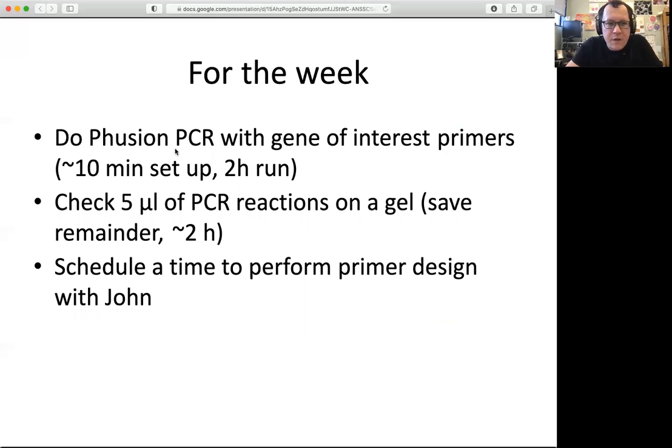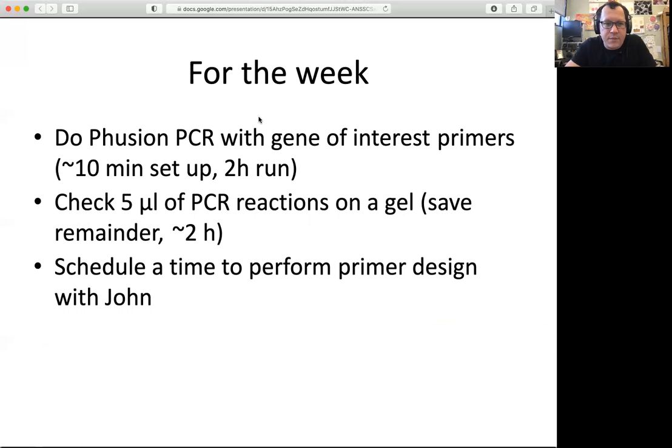So you're going to run this fusion PCR. You're going to run 5 microliters of that on a gel. This fusion PCR is generally 50 microliters, so you're going to use 5 microliters to run in your gel. And if your gel looks good, then you're going to save the rest of that PCR reaction, and we're going to use that next week.